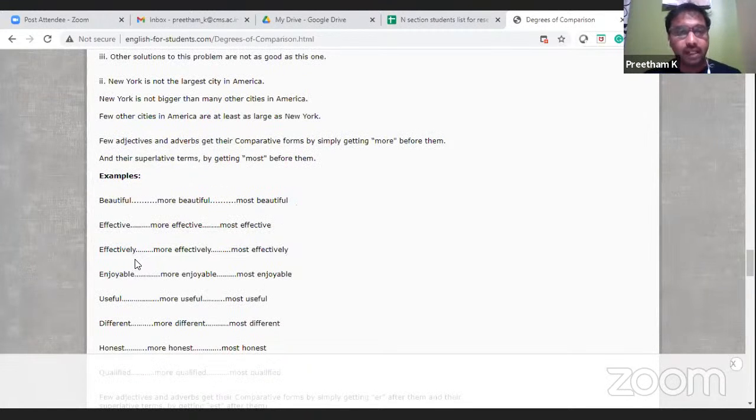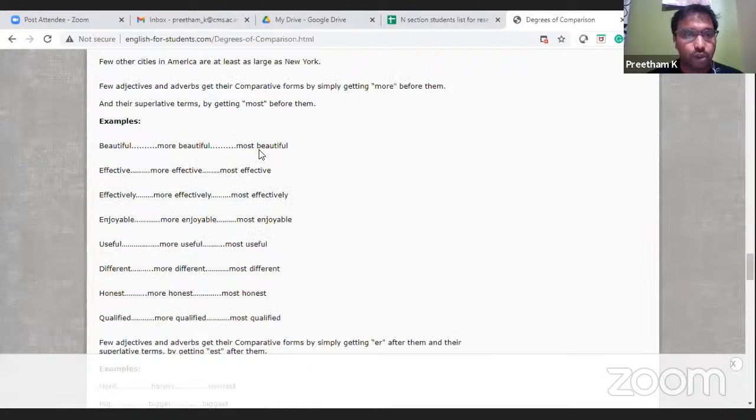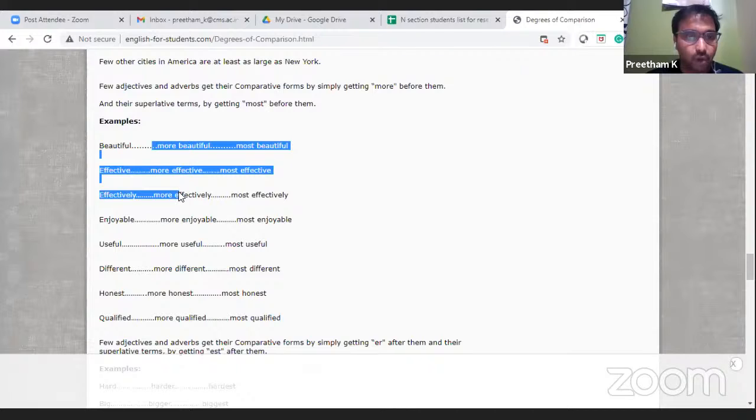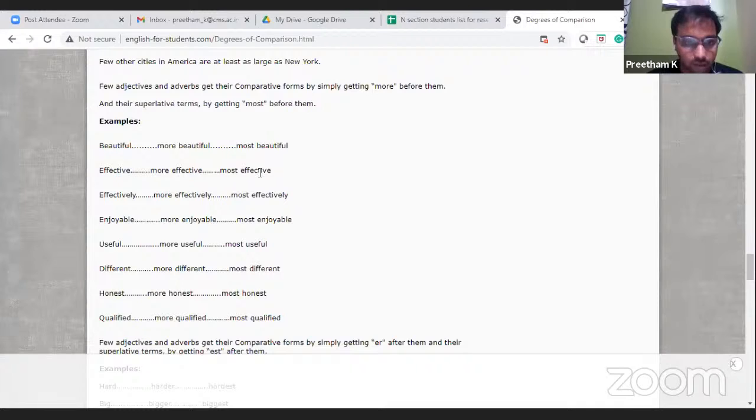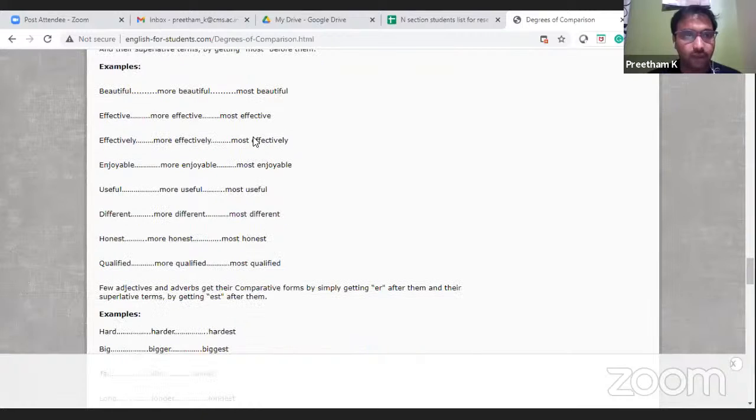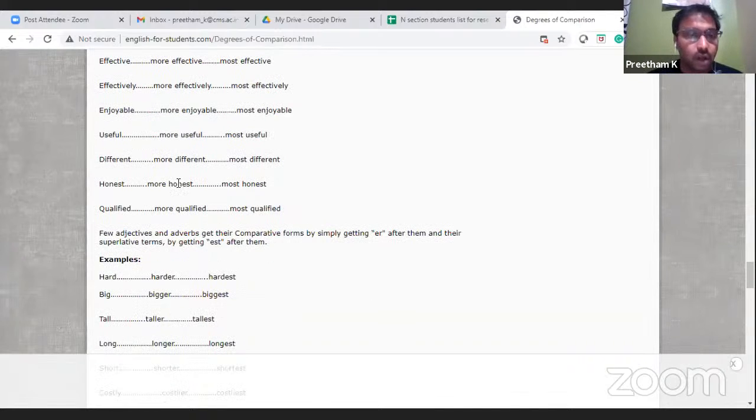Few adjectives and adverbs get their comparative forms by simply getting more before them, that is using before them, and their superlative form by getting most before them. So look at these examples. Beautiful, more beautiful, most beautiful. So all the words in this middle column refer to comparative, and the rightmost column is superlative. Effective, more effective, most effective. Effectively, more effectively, most effectively. Useful, more useful, most useful. Different, more different, most different. Honest, more honest, most honest. Qualified, more qualified, most qualified.